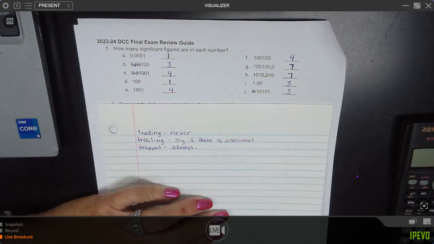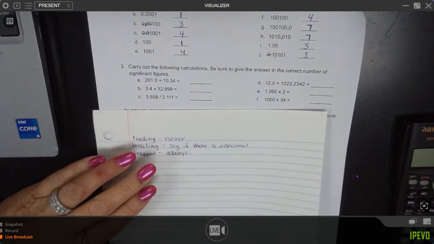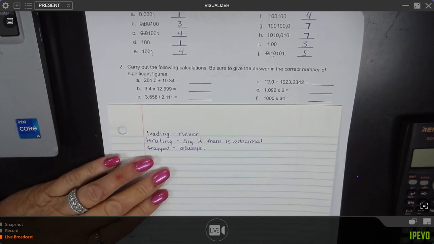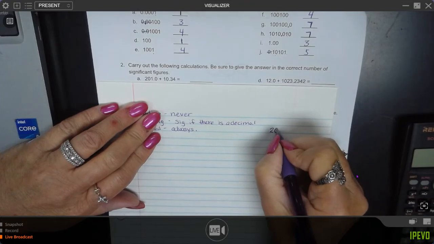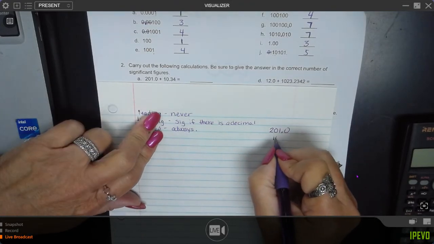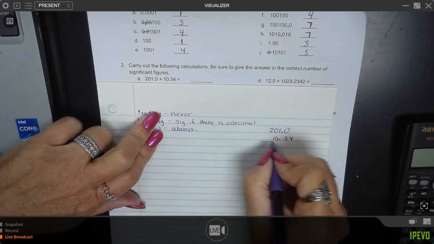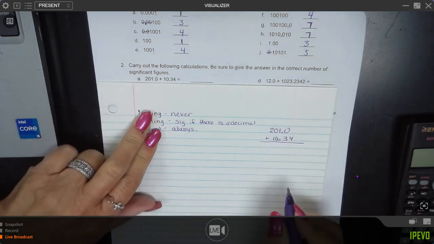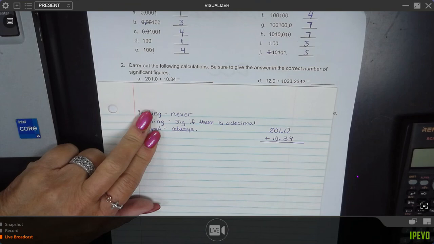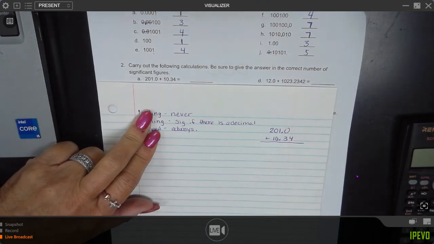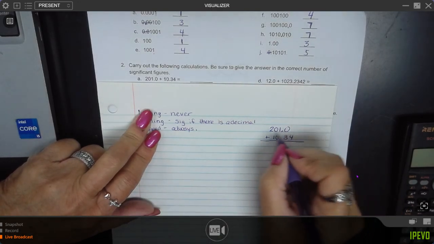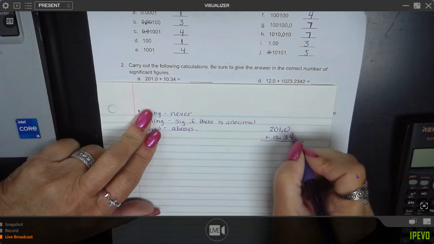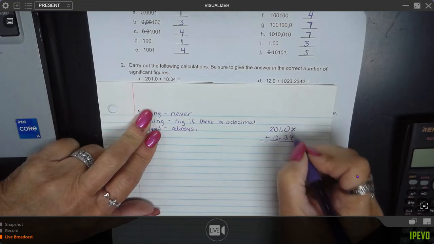All right. Math. Okay, so remember addition, subtraction. I'm going to do this first question here. So we have 201.0 and we have 10.34. Remember, when we're adding and subtracting, we look at how many columns there are on the right side of the number. We can only have a significant digit for the ones that have a number in both columns.